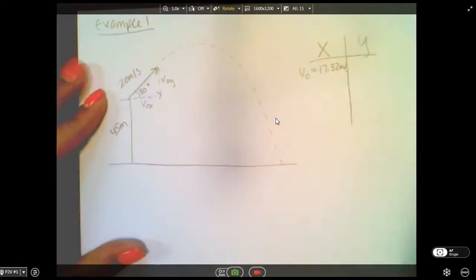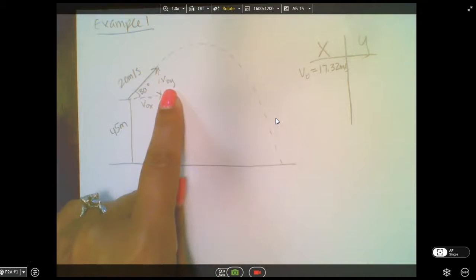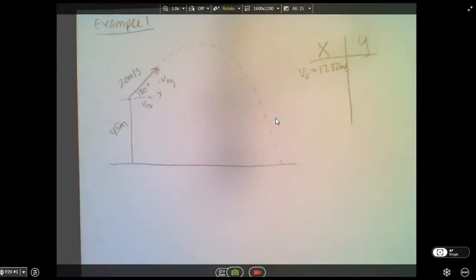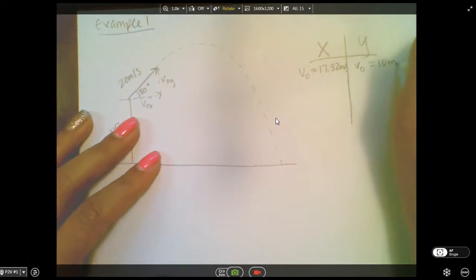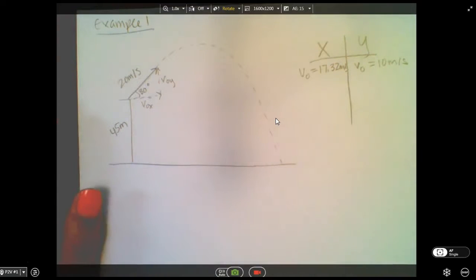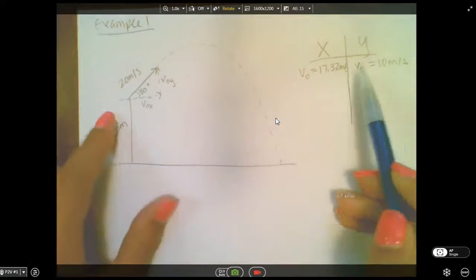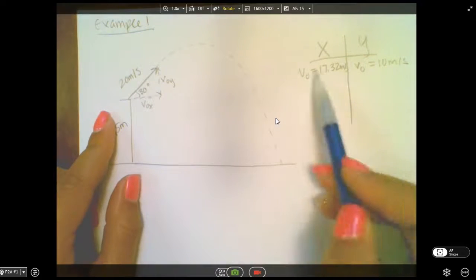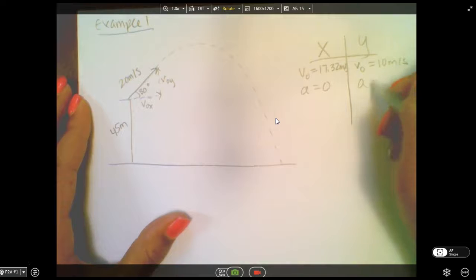And so I go ahead and put it in my chart under the x direction. For the y direction, it's going to be the same process except it's going to be sine instead of cosine. So it's going to be 20 sine 30. So 20 sine 30 comes out to 10. And so my initial velocity in the y is 10 meters per second. Now let's figure out what else we know about this. The first thing I would do is make sure that those are both positive, which you can check by saying, okay, I'm going up, so the y direction should be positive, and I'm going to the right, so the x direction should be positive.